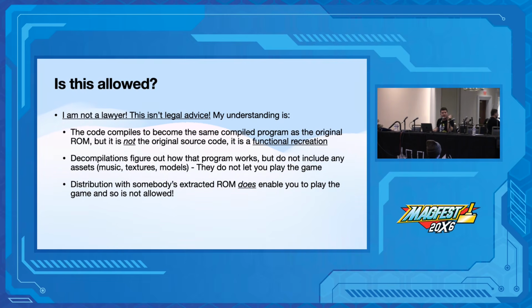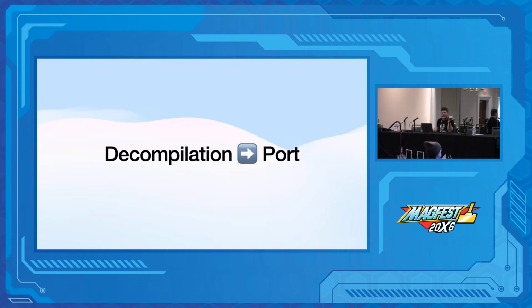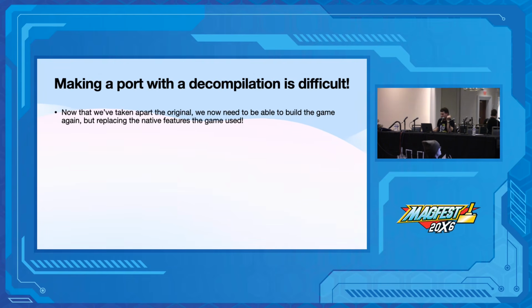Now we've talked a bit about decompilations. How do you get a port out of that? That seems like we have it line by line. Surely this is kind of straightforward, no? This is kind of a weird one. This is like if you had a body and the body's complete, you've rebuilt the body, now you need to tweak the brain a little bit.